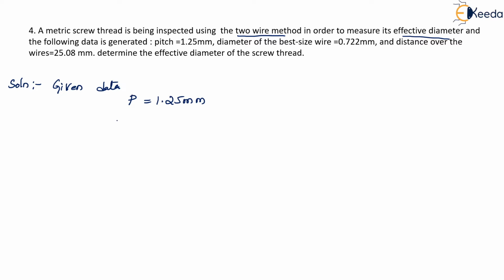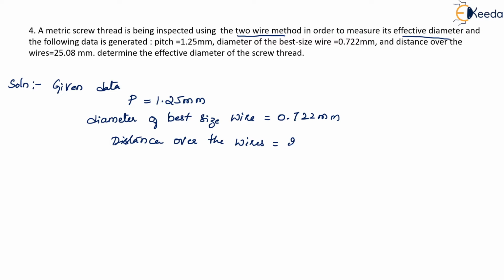Then the diameter of the best size wire is 0.722 mm. Then the distance over the wires is given as 25.08 mm. They are asking us to find the effective diameter of the screw thread.